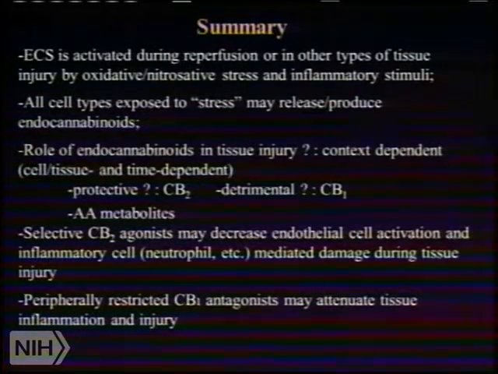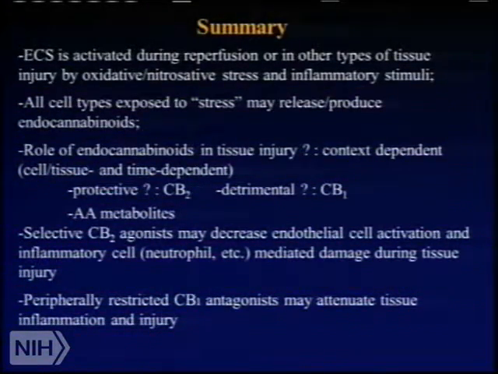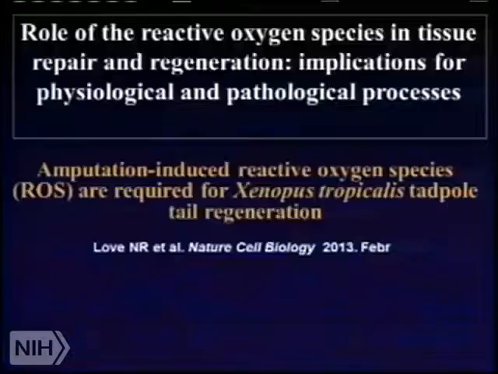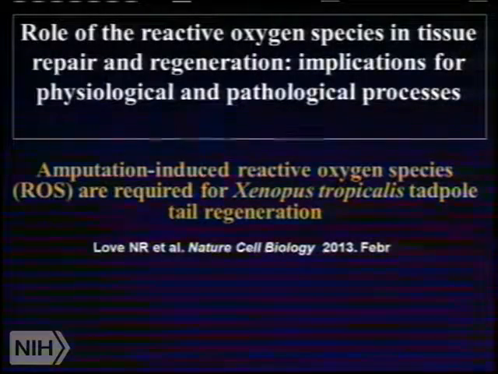Selective CB2 agonists are anti-inflammatory and are now being developed in treatment of kidney reperfusion injury and diabetic complications, and peripherally restricted CB1 antagonists are very beneficial in obesity, diabetes, and diabetic complications. More and more studies show that this signaling also importantly overlaps with reactive oxygen species generation.